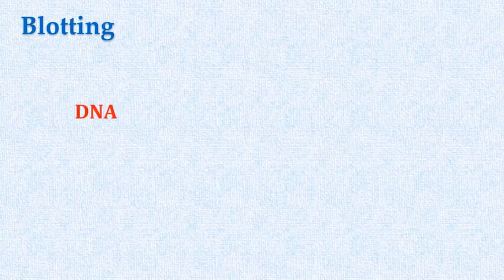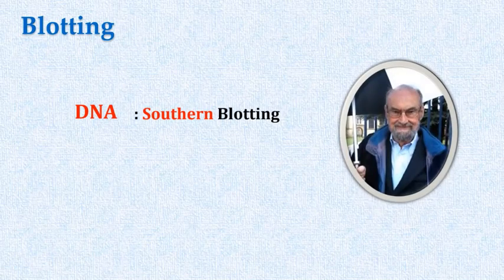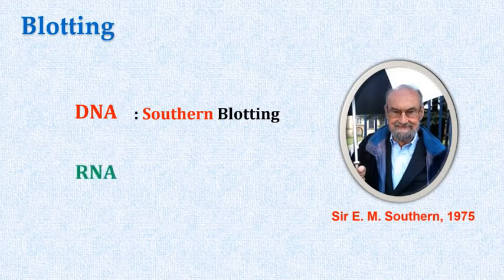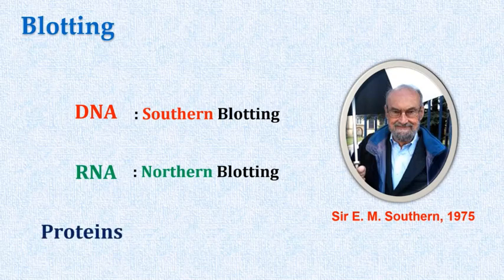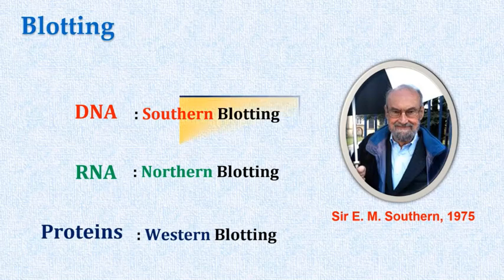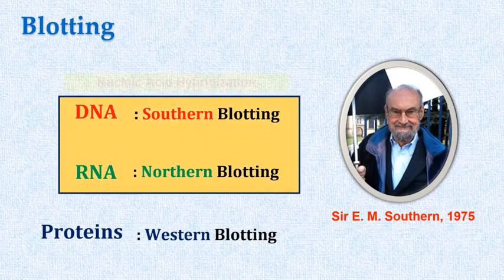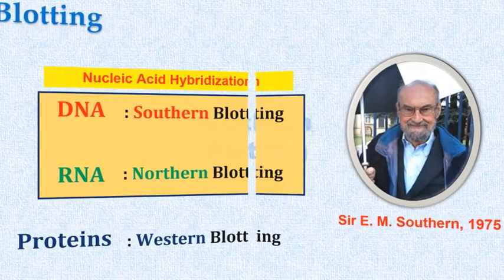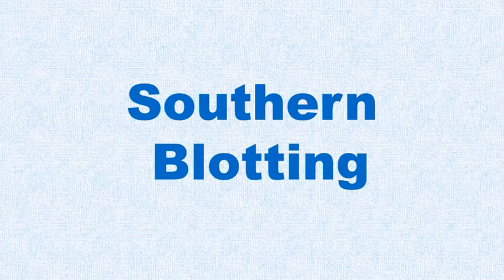When the macromolecule involved is DNA, the technique is known as Southern blotting. Southern is the last name of the scientist who first blotted DNA. He is Sir Edwin Miller Southern. By analogy, blotting involving RNA is known as Northern blotting. And for protein, this technique is known as Western blotting. Both Southern and Northern blotting techniques are based on nucleic acid hybridization. Let's now study Southern blotting in detail.